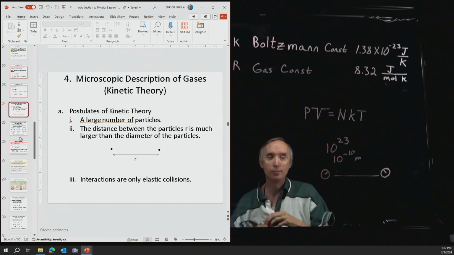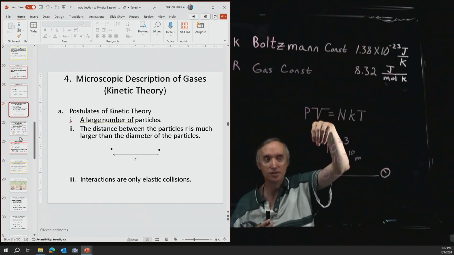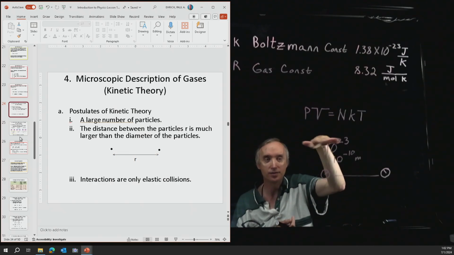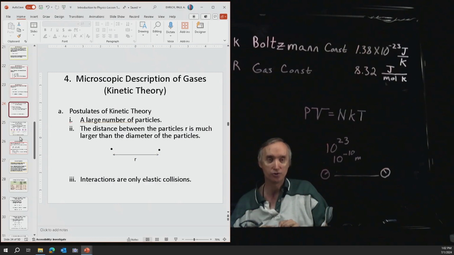And then the third postulate says the interactions are only elastic collisions. When we talked about momentum, we said that there were two different kinds of collisions, elastic and inelastic. In an elastic collision, imagine you've got a steel ball and you drop it on the ground. If that ball hit the ground and then bounced up exactly to the same height, that would be an elastic collision. No energy would have been lost in the collision, so no energy would have been turned into heat.